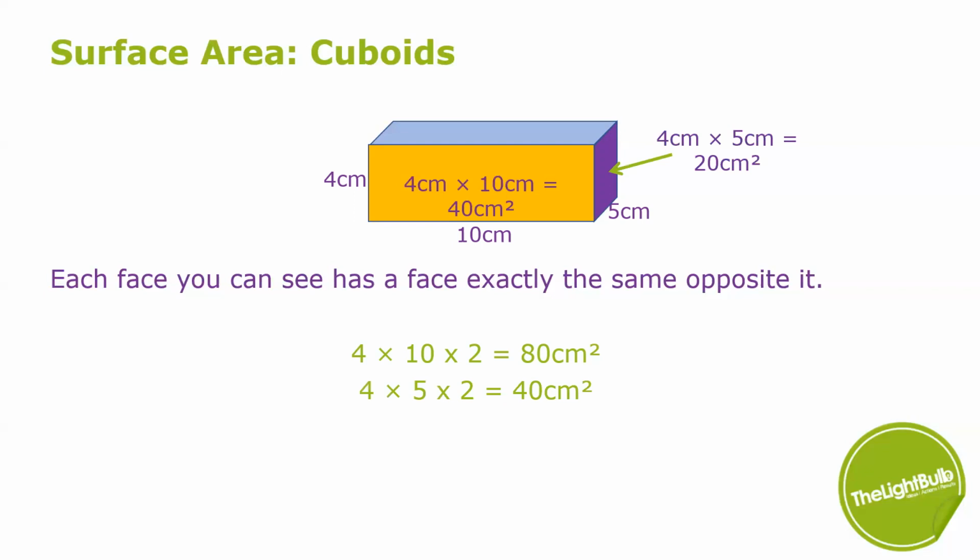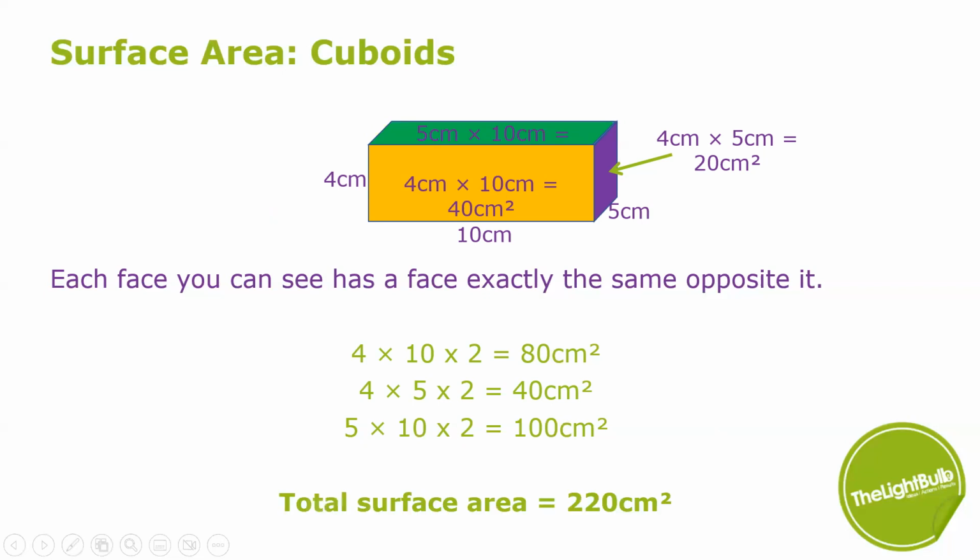And then finally, we'll look at the top. That is obviously a length of 10 and a depth of 5. So 5 times 10, and again times 2 because of the bottom face as well, which is its opposite. So 5 times 10 times 2 is 100 centimeters squared. And then we just add all of these three numbers together, which tells us that the total surface area of this cuboid is 220 centimeters squared.